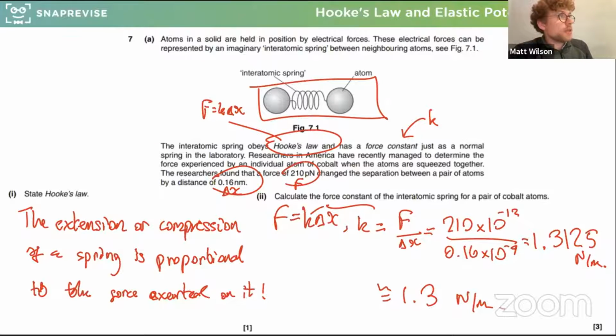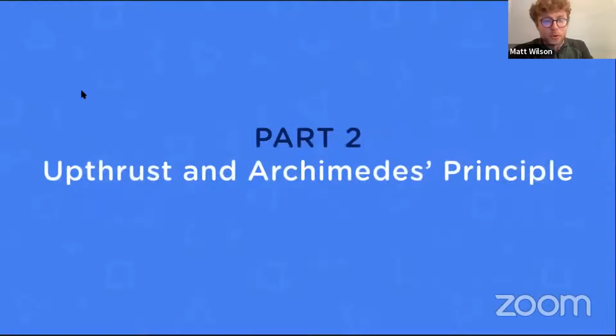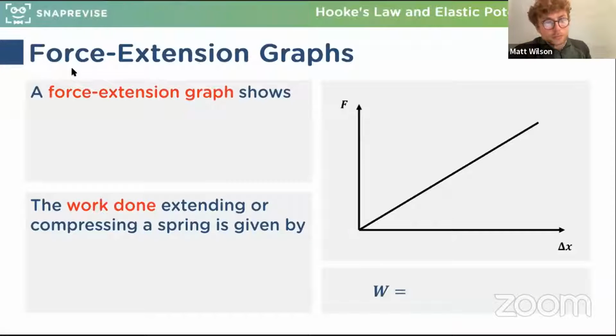So in the next part of this session, I believe we may have actually mistitled it here. One second. What we're going to be talking about is energy for springs, energy for objects which have been compressed or extended. So this Upthrust and Archimedes principle is a mistake. So you can just ignore that. So we're going to be talking about energy and Hooke's law now.